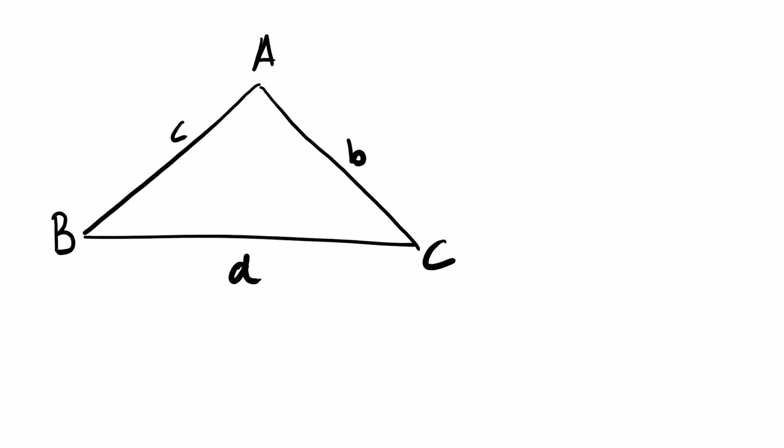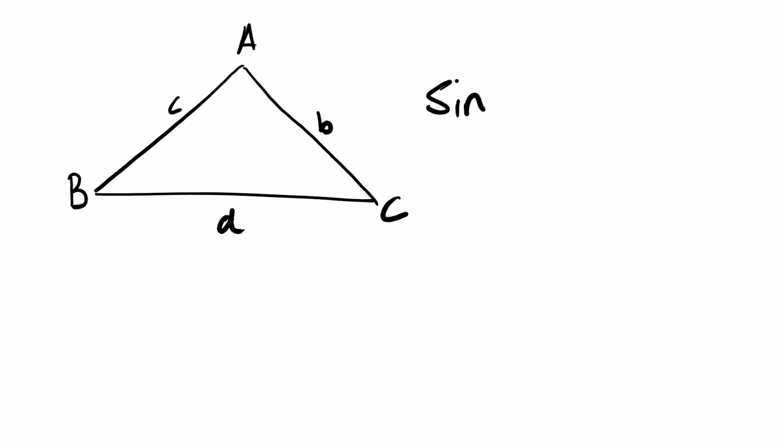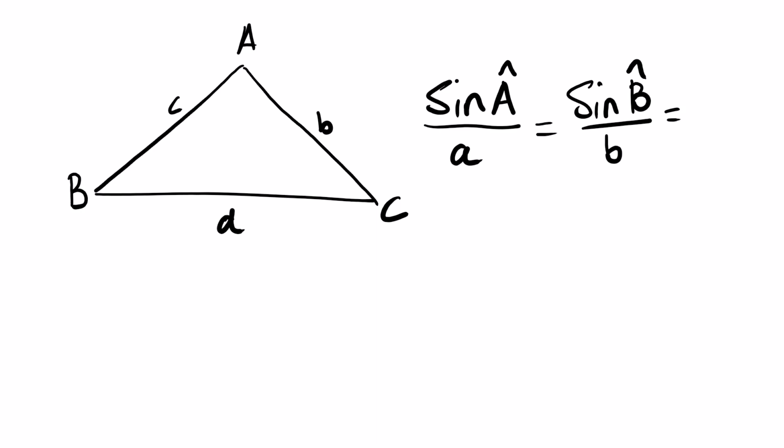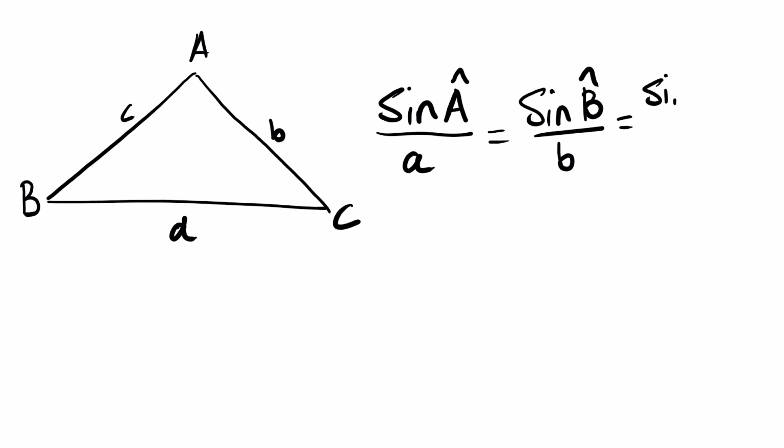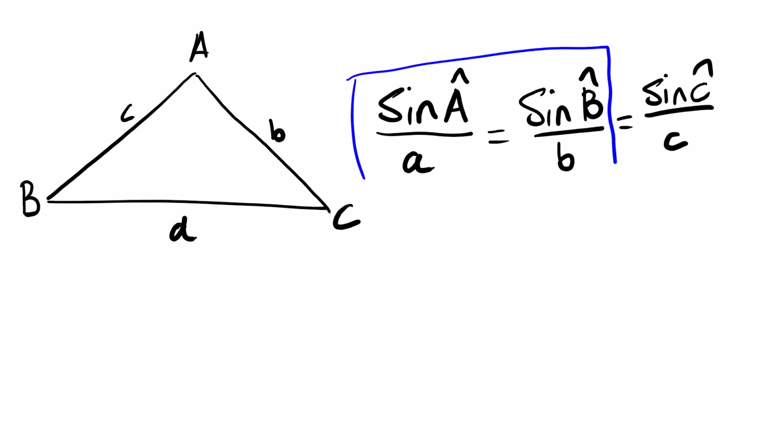Now we can explain or write our sine rule. So the sine rule says sine A over A, where the first A is an angle and the second A is the side, equals sine B over B. It's also equal to sine C over C. So we actually have 3 equations. This might be the first equation.